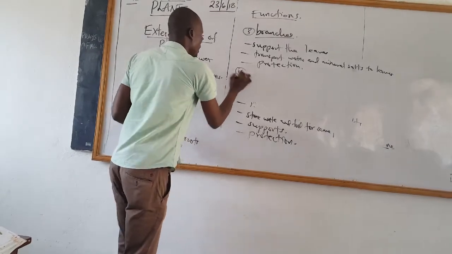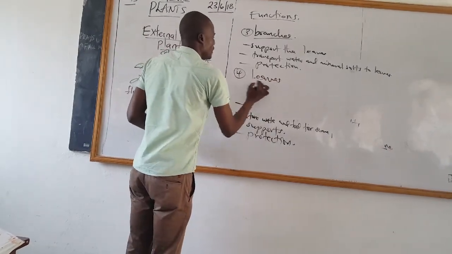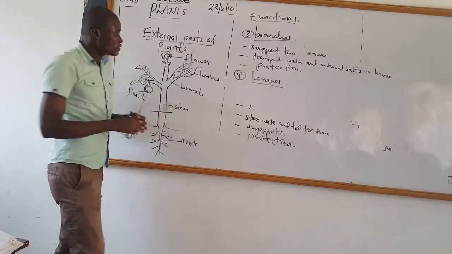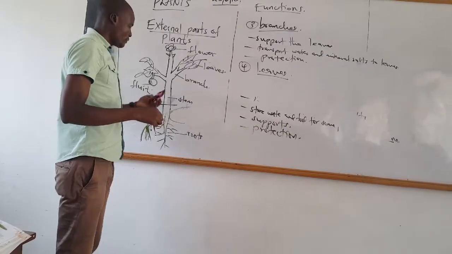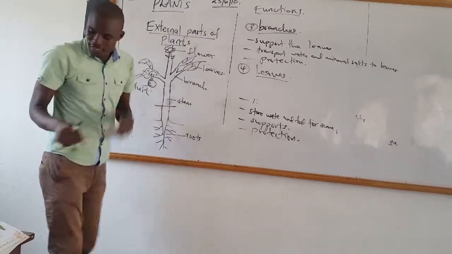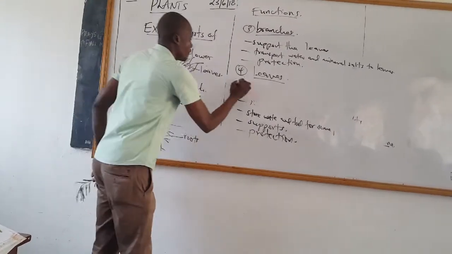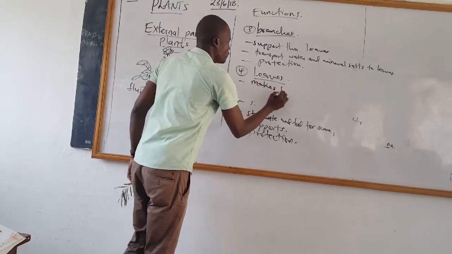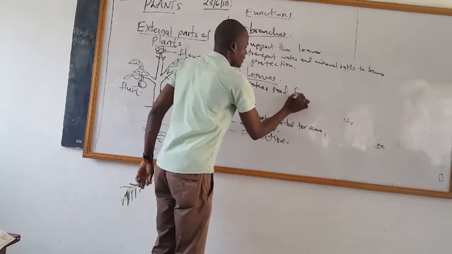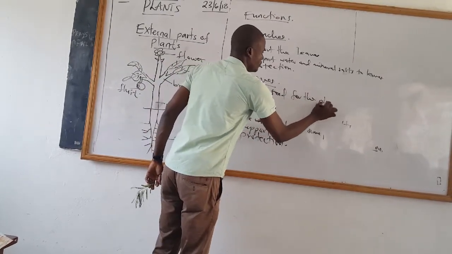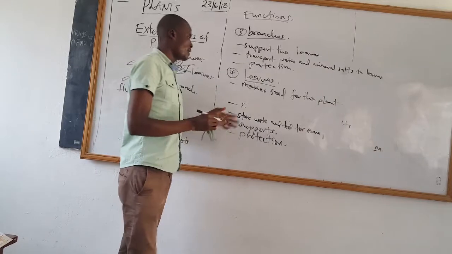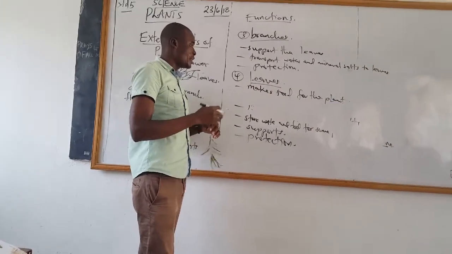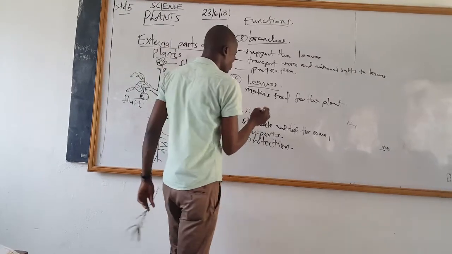Then number 4 are the leaves now. The leaves have quite a number of roles. The first role that is very, very important is that the leaves produce food. It makes food for the plant. So all plants make food through the leaves. The leaf is the food making engine. It makes food for the plant by use of several things.